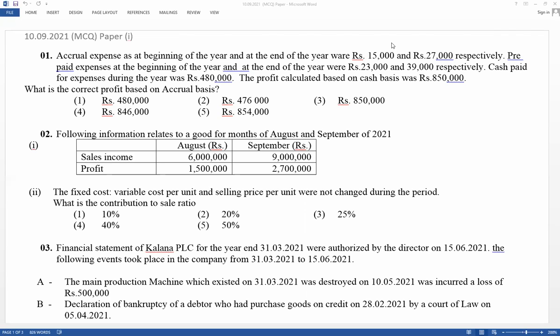Then think how to calculate profit. Profit can be calculated by using 4 equations.